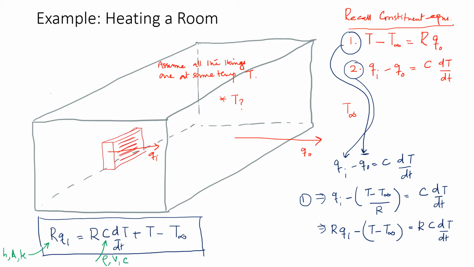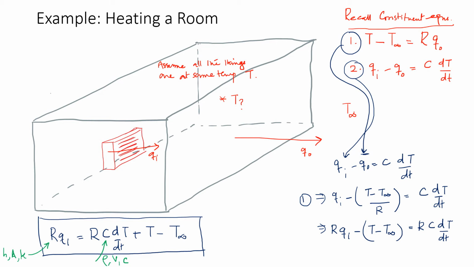So these values can be changed to change the behavior of this room in terms of how efficiently it can capture the heat and retain it. The time rate of change of temperature is going to give you an idea of how temperature is changing with time when you have selected all the other parameters.